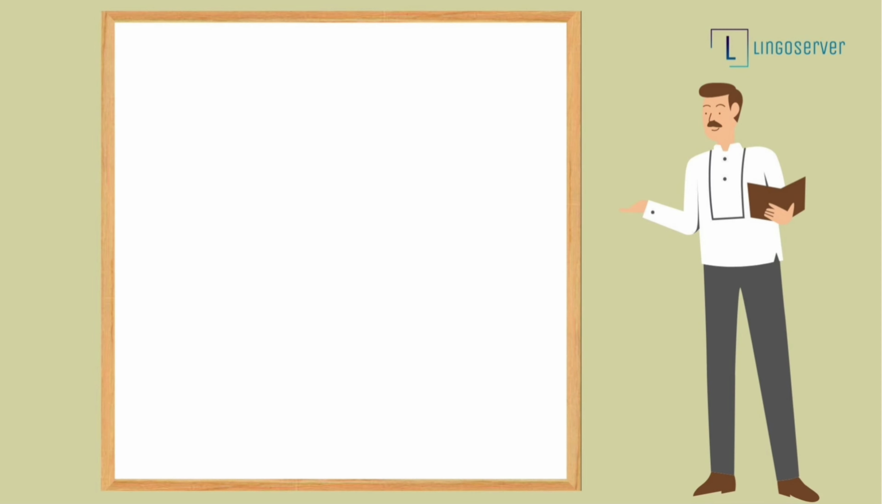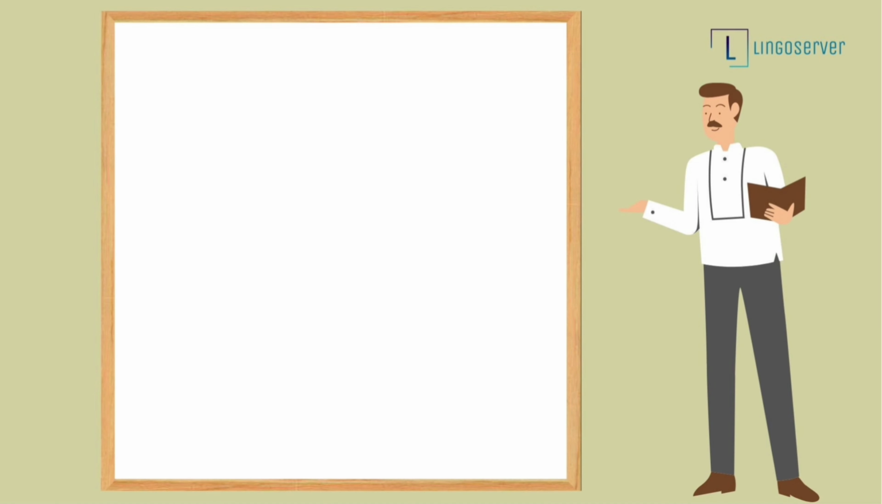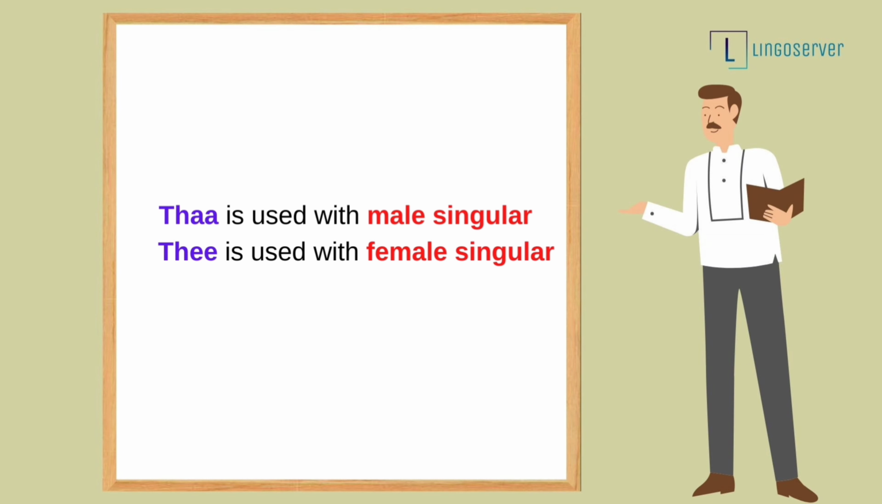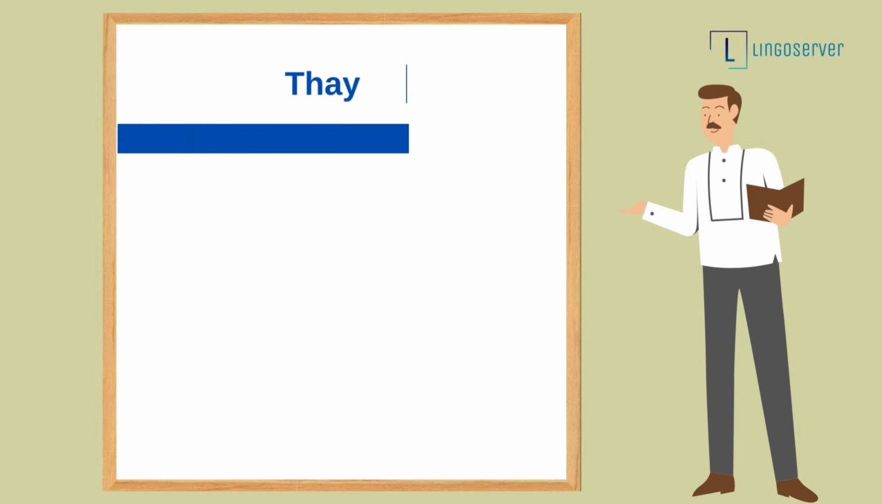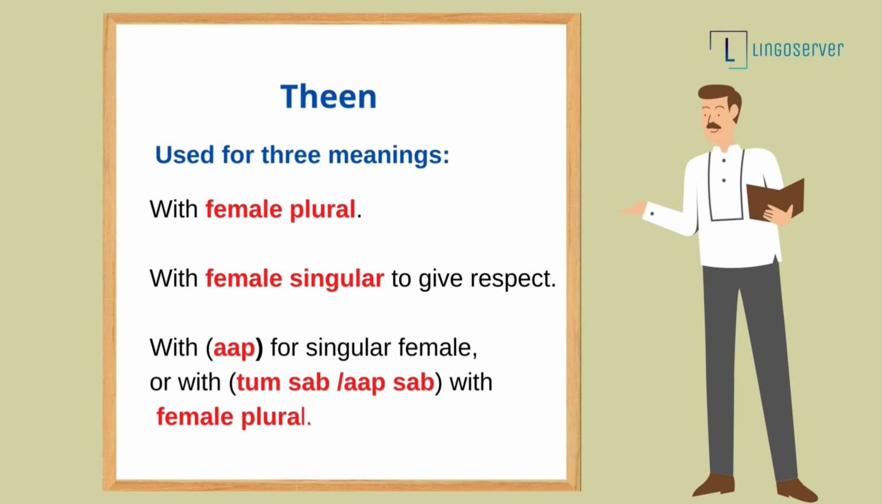We have also learned that there are 4 kinds of signs of past or helping verbs of past, and these are tha, thi, the, and thi. Tha is used with male singular, thi is used with female singular, and now the. The is used for 3 meanings. Number 1, with male plural. Number 2, with a singular male to give respect. Number 3, with tum and aap, male singular and plural, in the meaning of tum sab, tum log, aap sab, aap log.